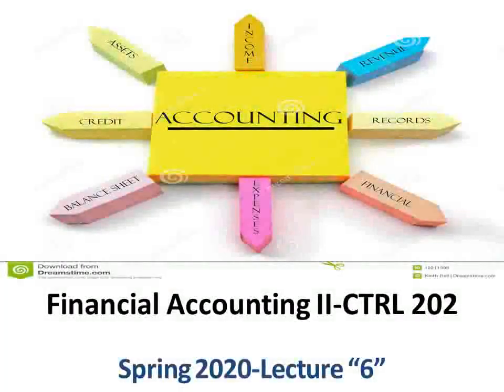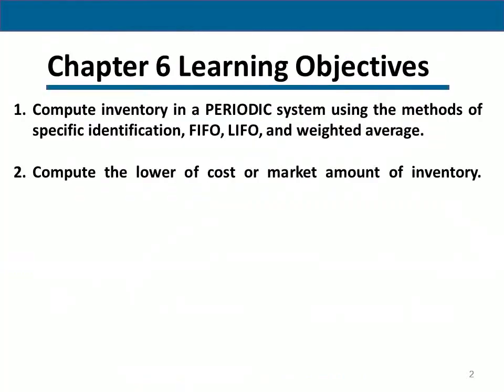My dear students, in this lecture we are going to complete chapter 6, which is related to how to determine the cost of inventory. We are going to cover in lecture 6 two learning objectives: first, to compute the cost of inventory under the periodic system using the four methods of specific identification, FIFO, LIFO, and weighted average. And the second one, we are going to learn how to compute the lower of cost or market amount for the inventory.